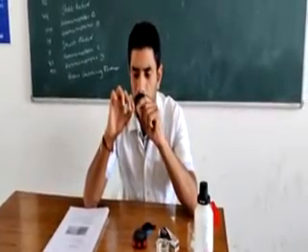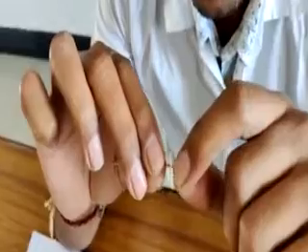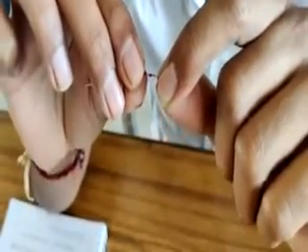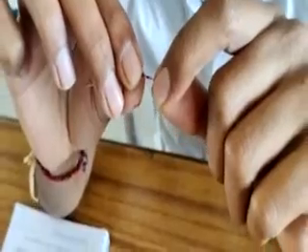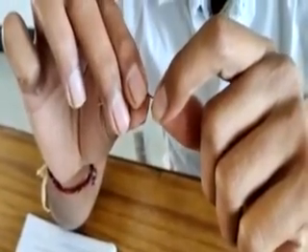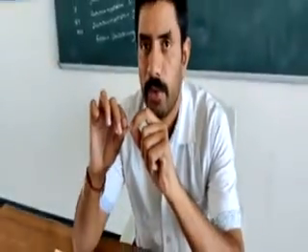Here we see the thread formation. Let us see, at 3 minutes and 30 seconds, the thread is formed. It means the fibrin stabilizing factor is formed. So this is my clotting time, 3 minutes and 30 seconds. Thank you so much.